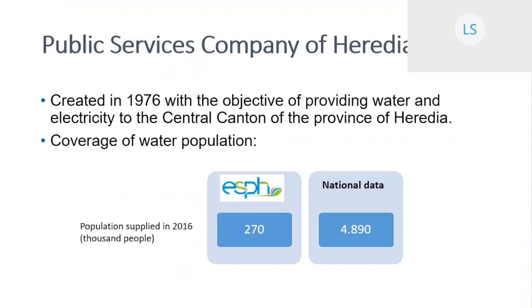So the company, for those of you who don't know it, of course, was created in 1976, and it provides water and electricity to a small part of the province of Heredia. So to give you an idea, the population that they supplied as of 2016 is 270,000 people from the almost 5 million people that are provided with water at a national scale.